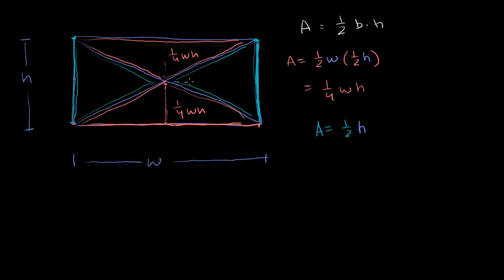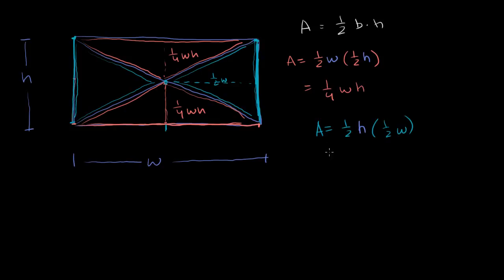So what is this distance right here? Well, it is exactly half of the width, right? This point right here is exactly halfway between these two sides and halfway between those two sides. So this distance right here is 1/2 the width. Or the height of these sideways triangles is 1/2 of the width. A little confusing. The base is equal to the height of the rectangle. The height is equal to 1/2 of the width.